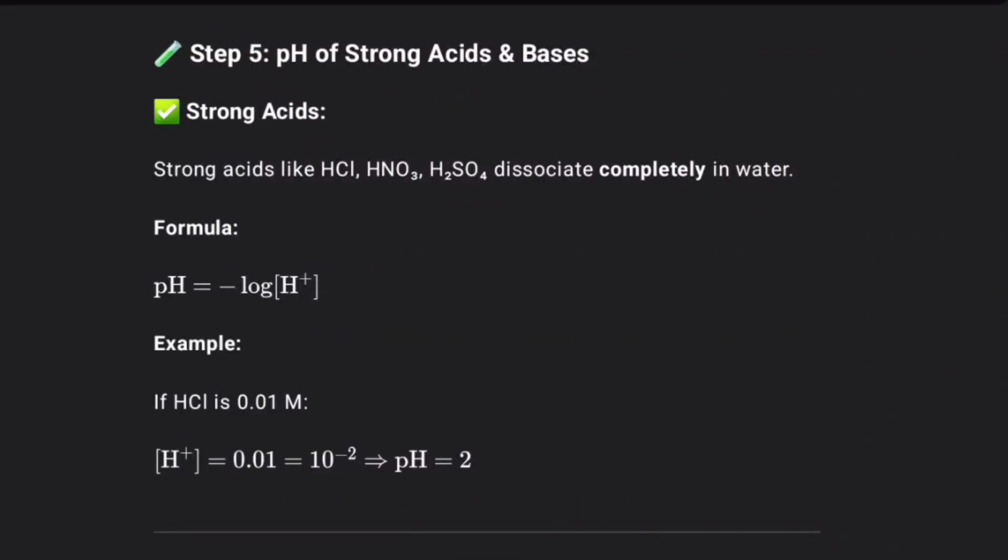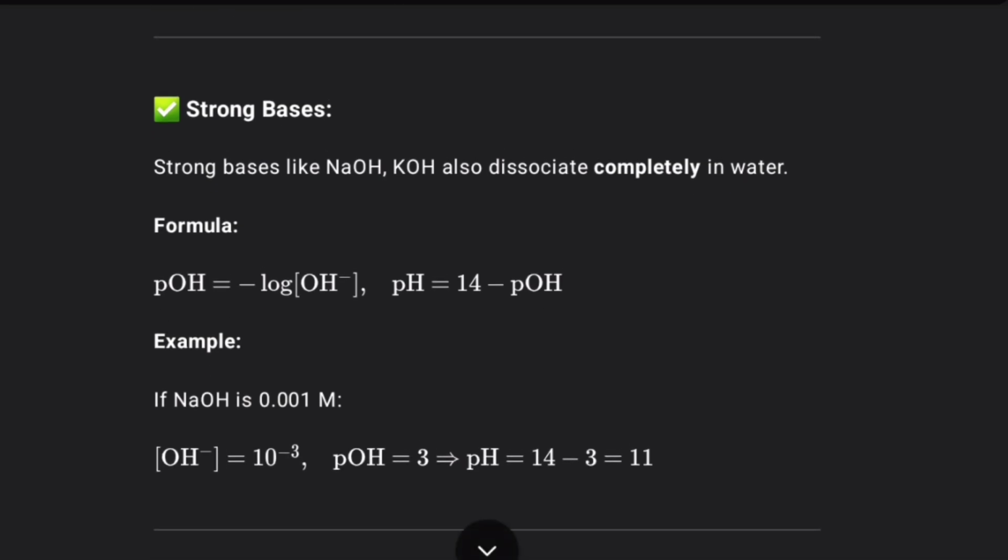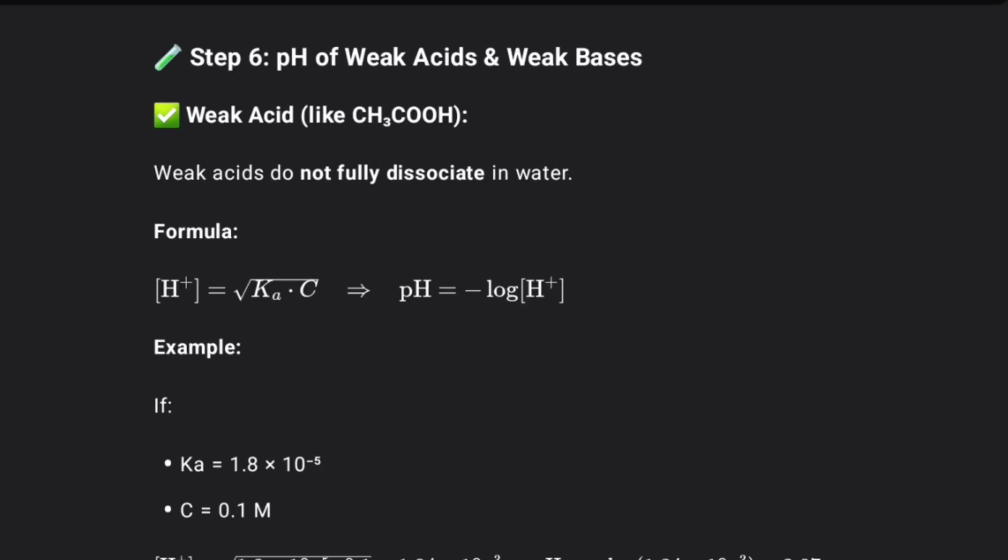Acids like HCl, HNO3, H2SO4 dissociate completely in water. Formula: pH equals minus log [H+]. Example: if HCl is 0.01 M, then [H+] equals 0.01, which is 10 to the minus 2, so pH equals 2. Strong bases like NaOH, KOH also dissociate completely in water. Formula: pOH equals minus log [OH-], pH equals 14 minus pOH. Example: if NaOH is 0.01 M, then [OH-] equals 10 to the minus 2, so pOH equals 2 and pH equals 12.